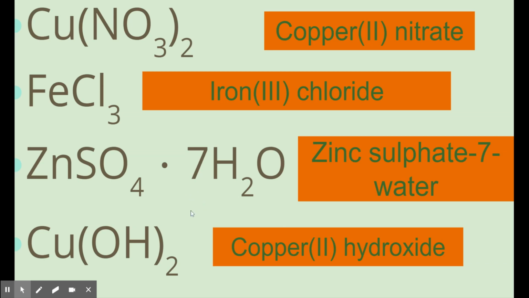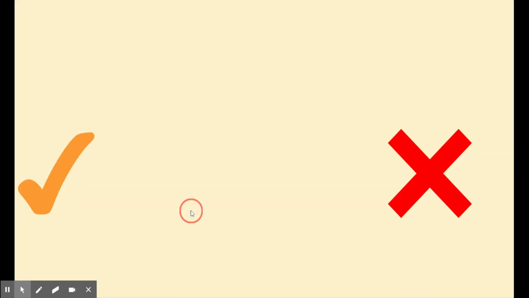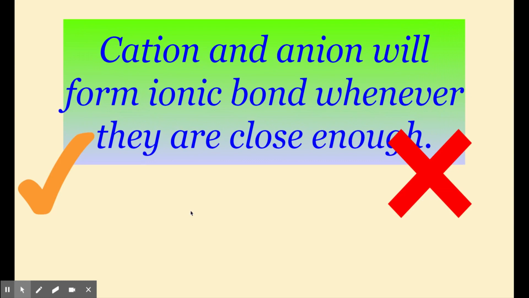Okay. Well, let's have the following misconception check before we end this session. Cations and anions will form an ionic bond whenever they are close enough. Is it correct? The answer is yes. Whenever we have a cation and anion, no matter whether all the cations are the same or all the anions are the same, when they get close enough together, they will form an ionic bond without any problem. Just like two magnets.